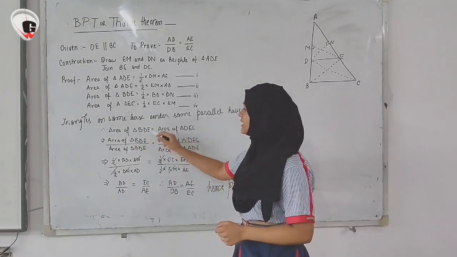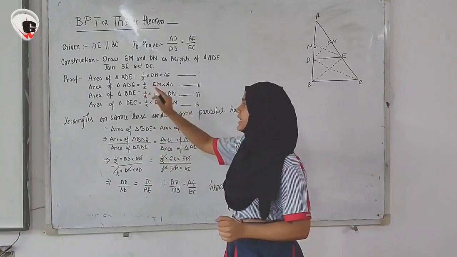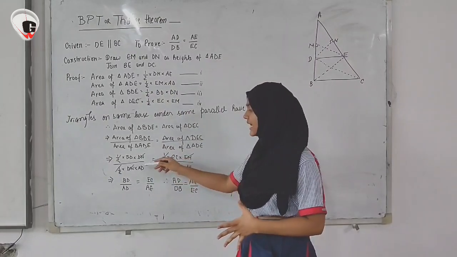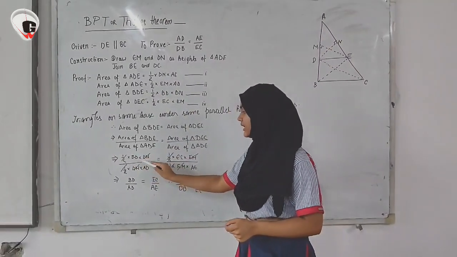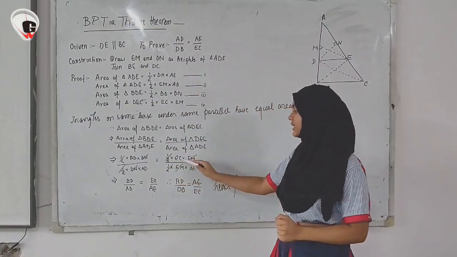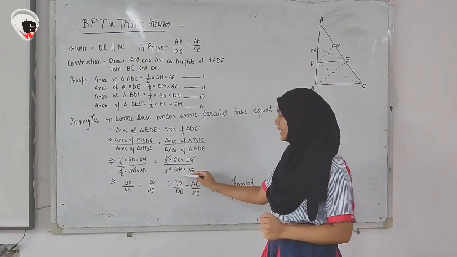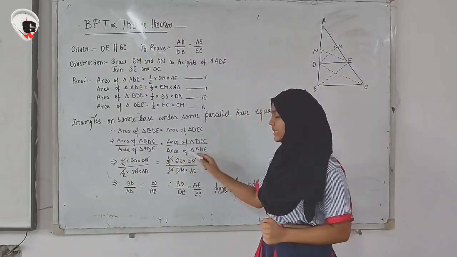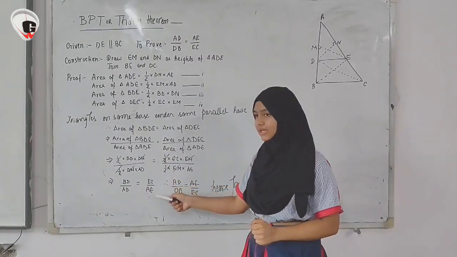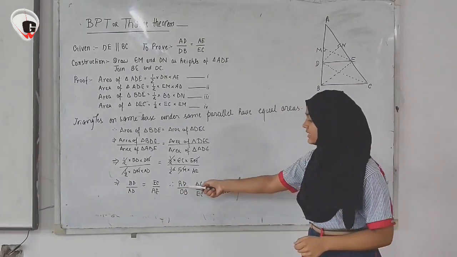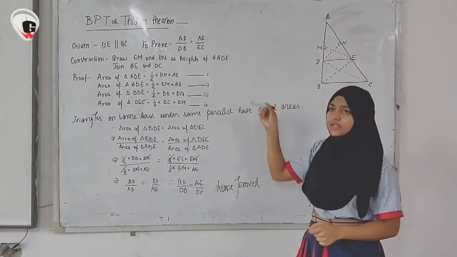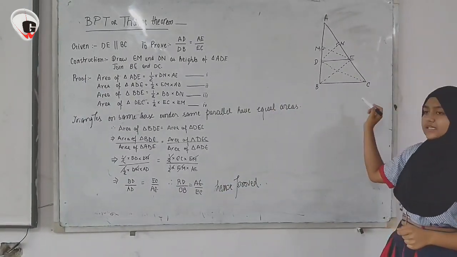Now we will divide this fifth equation with the areas of ADE. We will use different areas to match the sides. We will get half into AD into DN upon half into DN into AD equals half into EC into EN upon half into EN into AD. After eliminating everything, we will get AD upon DB equals AE upon EC. We can also take the reciprocal to get this result, which is AD by DB into AE by EC. We have proved that DE divides AB and AC in the same ratio.